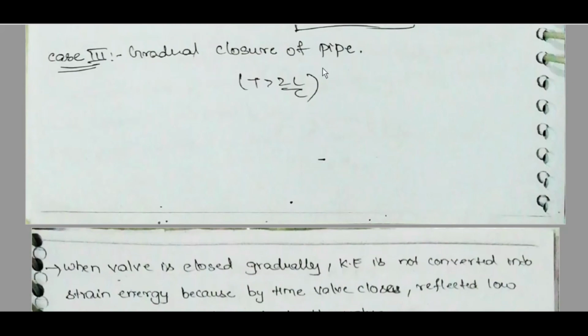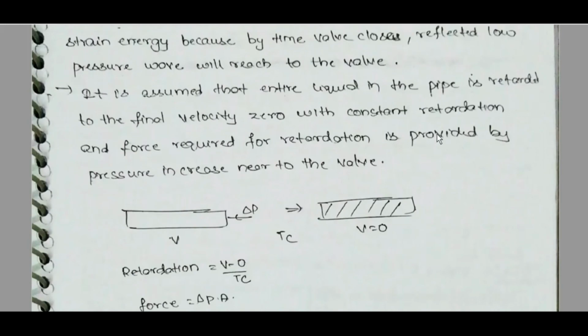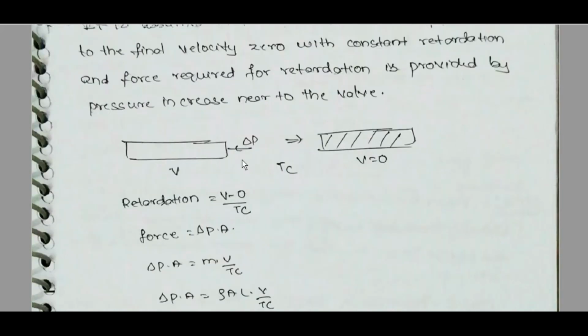Case 3: gradual closure of valve, Tc greater than 2L by C. When the valve is closed gradually, KE is not converted into strain energy because by the time the valve is closed, the reflected low pressure wave will reach the valve. It is assumed that the entire liquid in the pipe is retarded to final velocity 0 with constant retardation, and the force required for retardation is provided by pressure increase near the valve.